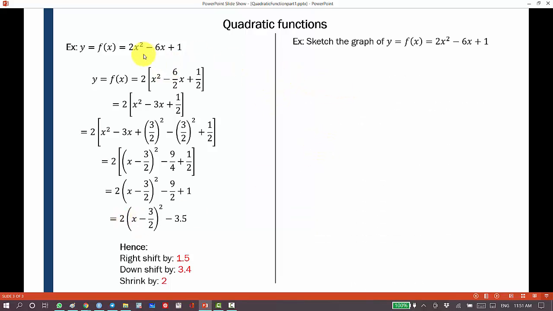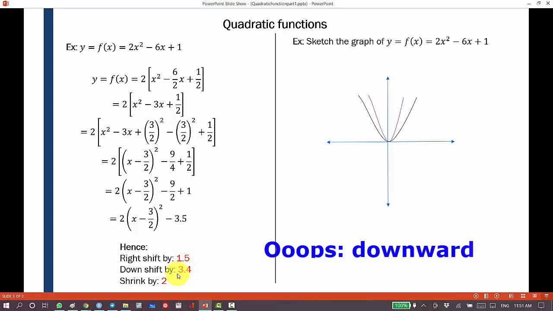We can sketch the graph of this function considering the transformations that we have applied to the parent function. First of all, we go ahead with the parent function, which is y = x². Then we shrink it by 2 units. That is the factor 2 here. Next, we shift the shrunk function 1.5 units to the right, then 3.5 units downwards.